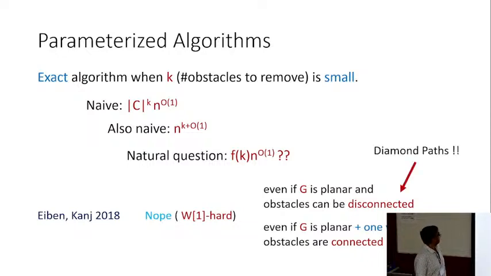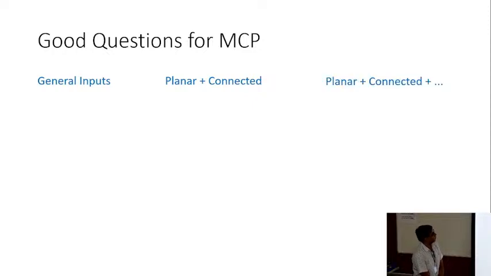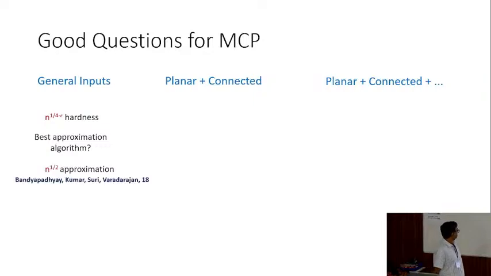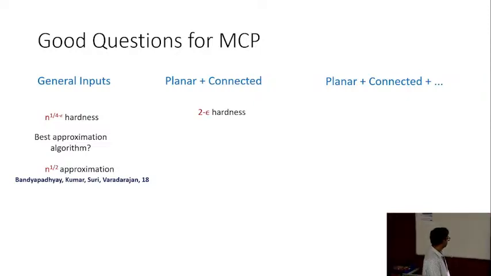So, where are we? Good questions for MCP or multicolored path are the following. General inputs, planar plus connected plus something more. So, this is n to the power 1 by 4 minus epsilon hardness. Best approximation algorithm, right? And here n to the power half approximation is known by Bandyopadhyay, Kumar, Surya, and Vadrajan. I will outline this approximation algorithm in a minute. We have 2 minus epsilon hardness, planar better approx than for general case.